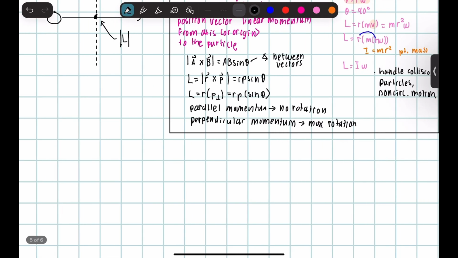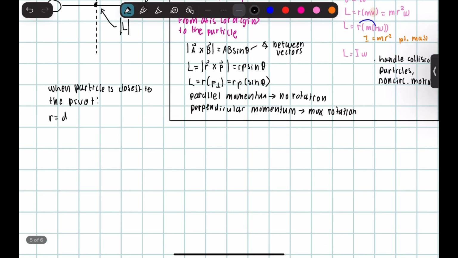But we know that when the particle is closest to the pivot, that's when the radius is equal to D. And then that's when the momentum is perpendicular to R. So then sine theta is equal to 1. That means the angular momentum is equal to D times mv. And then that's where you just get your final expression. That's your answer.